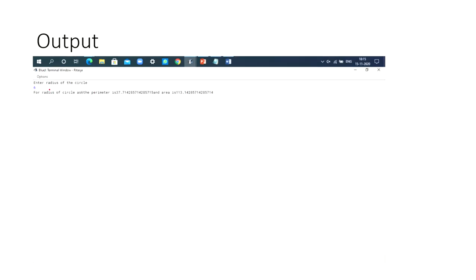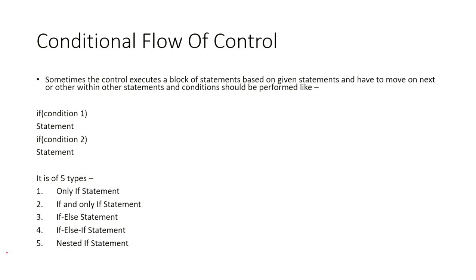And I have given the output. I typed 6 as my input of the radius. It showed that for radius of circle as 6, the perimeter is this much and area is this much. That's it. Next is conditional flow.